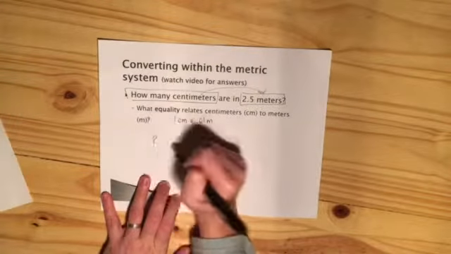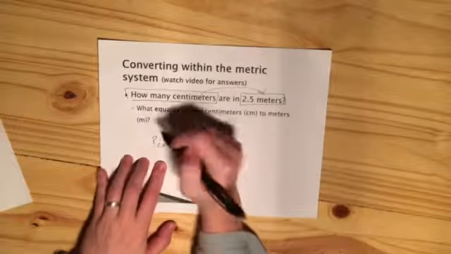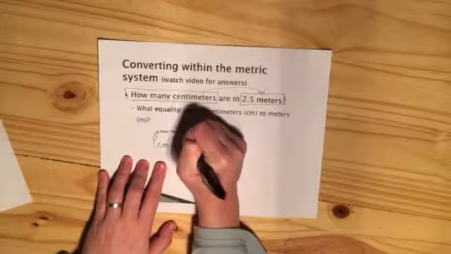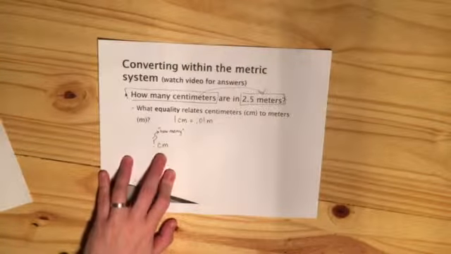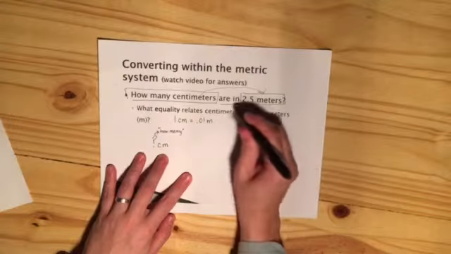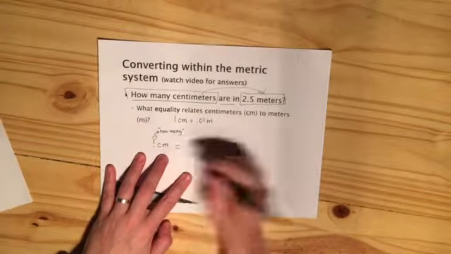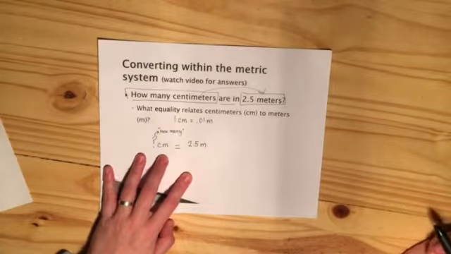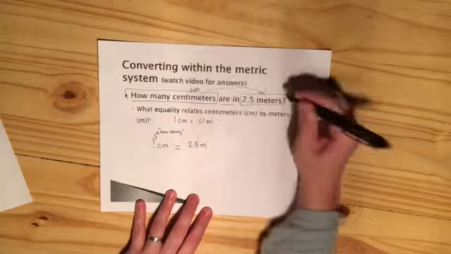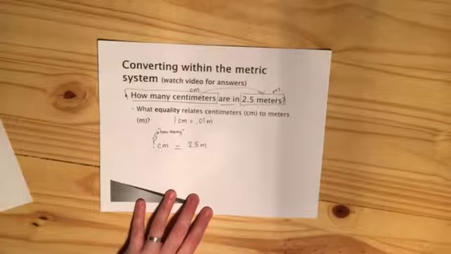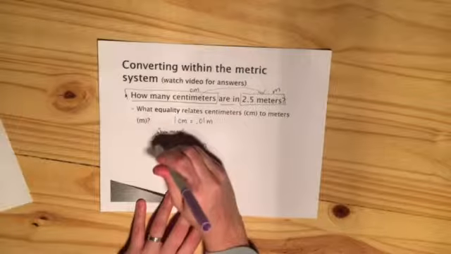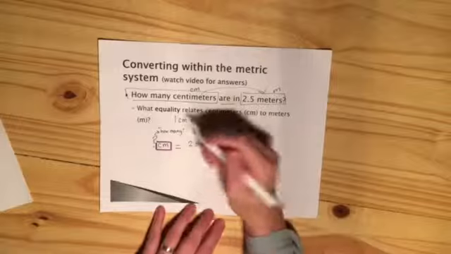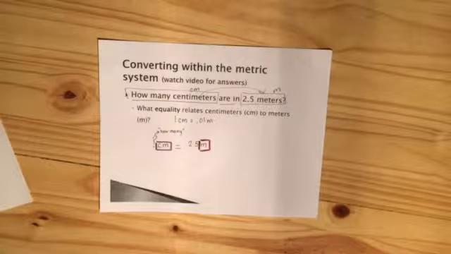I'm going to say how many centimeters. This question mark I use to represent how many. If it says that, I just write a question mark. How many centimeters are in, that's like my equal sign, and then 2.5 meters. So this is centimeters, this is meters. Centimeters right here, this is what I'm looking for. This is what I want to end up with. Meters right here is what I'm given.